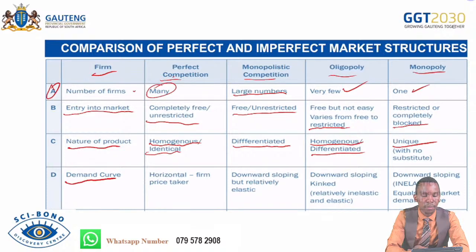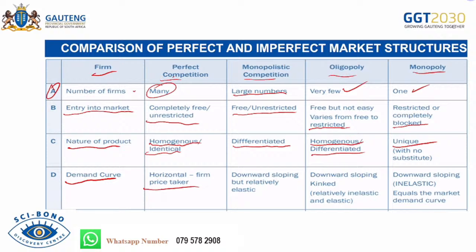The demand curve for the perfect market is horizontal because the firm is the price taker. And then for the monopolistic, it is relatively elastic but downward sloping. And then under oligopoly it is downward sloping but kinked with two segments, namely the top one is relatively elastic, the bottom one is relatively inelastic. And then for the monopoly it is downward sloping but relatively inelastic because the firm is the only supplier of the product without any competitor. Therefore, consumers are not very sensitive to the change in price.